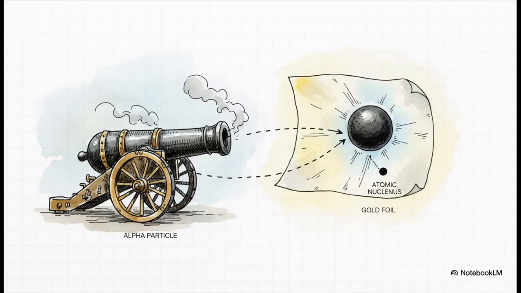Rutherford himself had the perfect analogy for it. He said it was as unbelievable as firing a fast-moving bullet at a sheet of paper and having it bounce back. Can you imagine? It just made no sense. For something to bounce back like that, it must have hit something incredibly small, incredibly dense, and with a powerful positive charge, all packed into the middle of that otherwise empty atom.